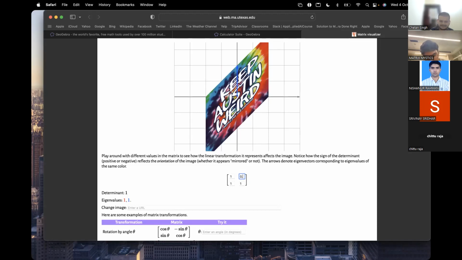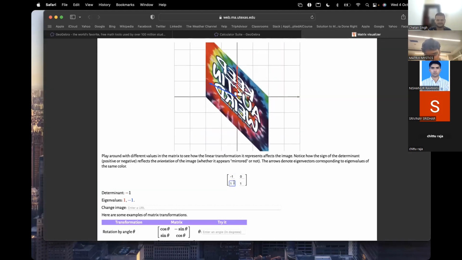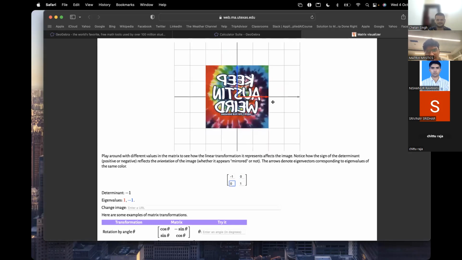Can you try -1, 0, 0, and 1? Sorry. Can you try -1, 0 in the first column and 0 and 1 in the second column? Yeah. Right.